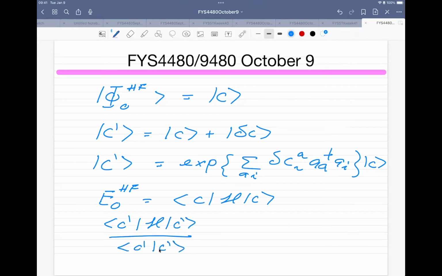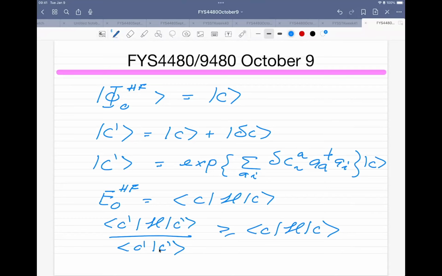divided by C prime, because we are assuming that this C prime is not normalized. So then we need to have the normalization integral, so that this one is larger or equal to the one which we get from the Hartree-Fock calculation. Okay, this was roughly what we wanted to show.